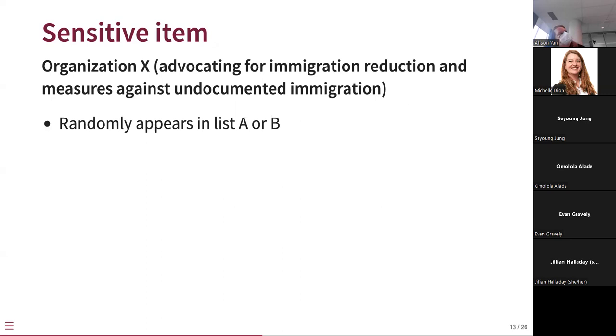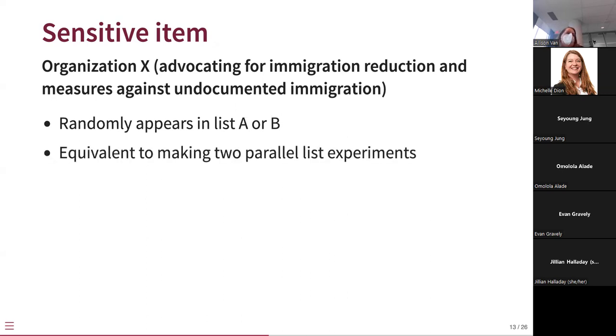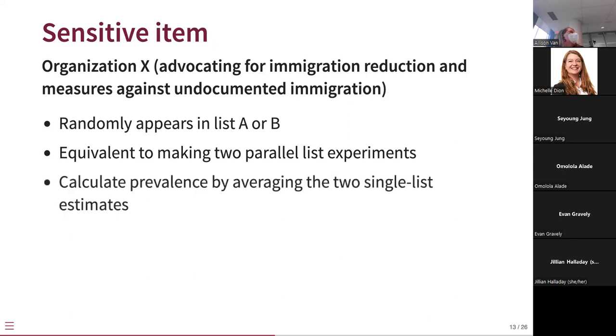The difference with a list experiment where only half of the people see the name of this organization is that in a double list experiment, the name of this organization randomly appears in either list A or list B. This is equivalent to making two parallel list experiments. That means that we can calculate the prevalence rate in the way I described before, by averaging the single list estimates of list A and list B. So for list A, we can calculate a prevalence rate. For list B, we can calculate a different prevalence rate, and we take the average of the two, and that's our population estimate.